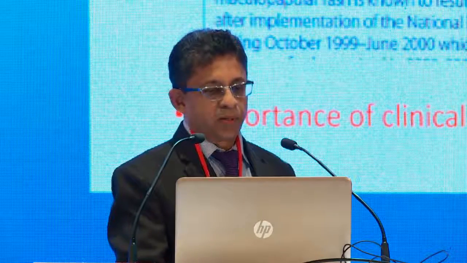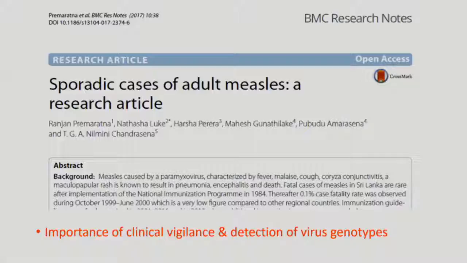And we reported them. Sporadic cases of adult measles, which shifted the age groups. The importance of this is that we should know the virus genotypes, because there can be introduction to our country as well. So clinical vigilance is needed.